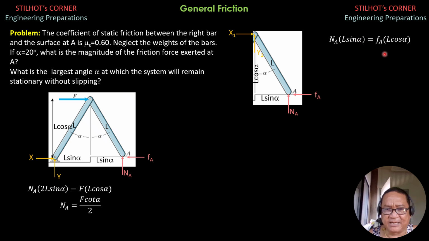Canceling out L, that means Fa is Na tangent of alpha. Substituting now the value of Na from this equation here, Fa is equal to F over 2 cotangent of alpha, which is Na, times tangent alpha. Since cotangent alpha times tangent alpha is 1, then Fa, the answer to the first question, would be F over 2.